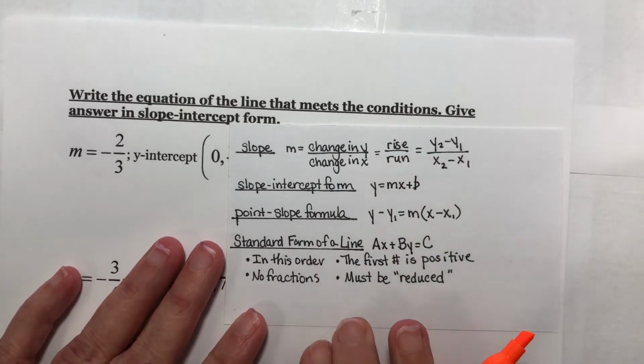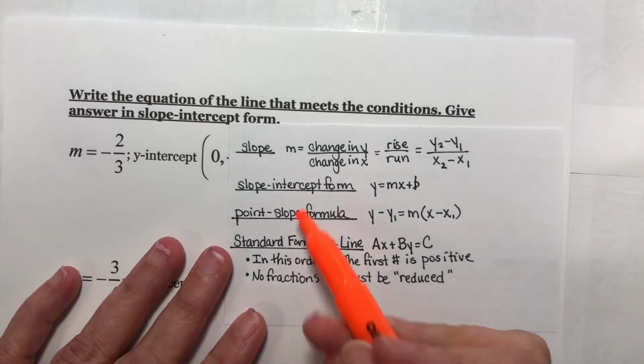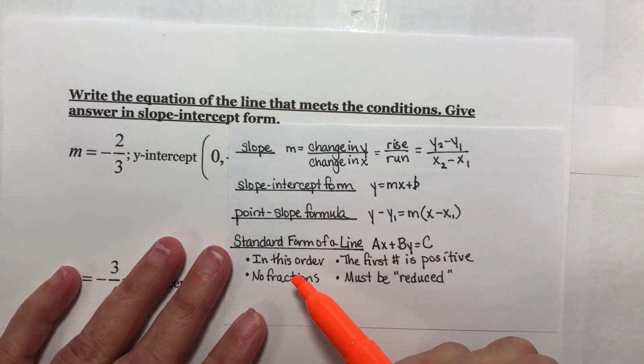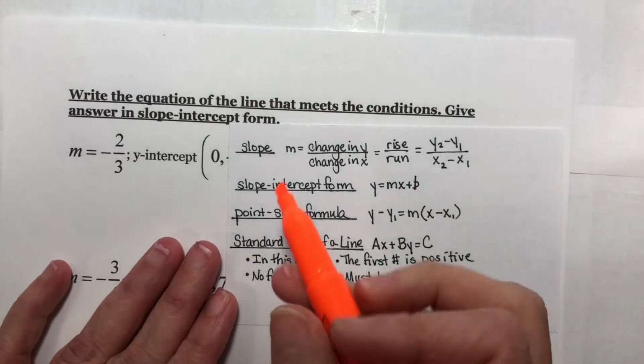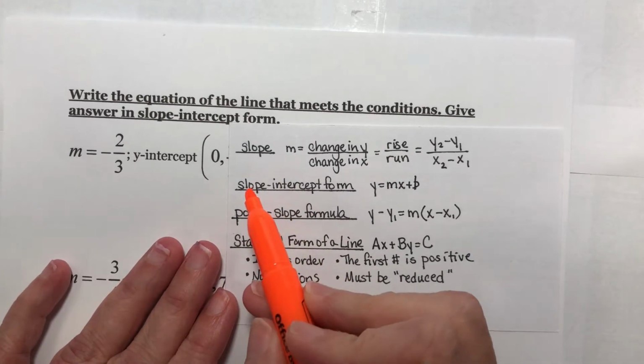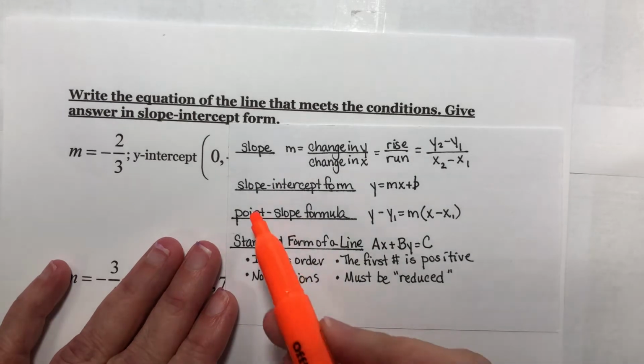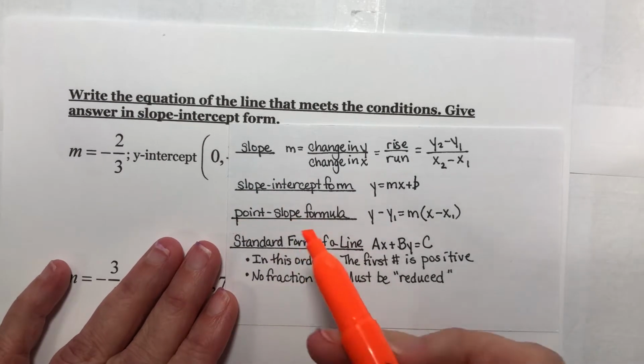When you go to learn these, I strongly suggest that you learn the name of the formula along with the formula because it tells you what it is used for. This says slope-intercept, that means I need a slope and I need an intercept. Point slope, any point and a slope.